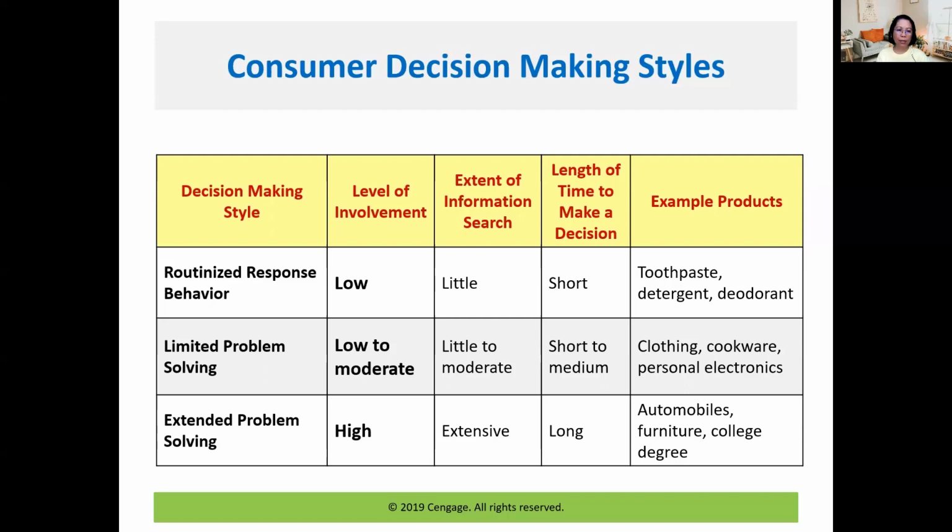Next is extended problem solving. This is when the level of involvement is high and the extent of information search is usually quite extensive. And the decision-making time could take longer than the previous two types. So examples would be when your family purchases automobiles or furniture, or a college degree. So this takes a longer decision-making time and usually involves high or expensive financial involvement.